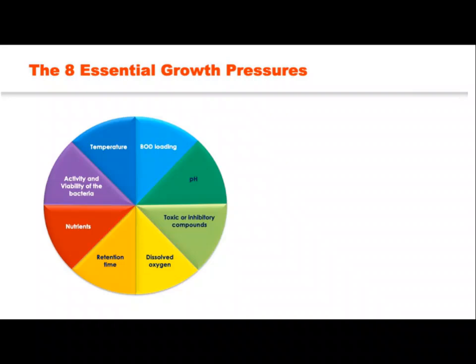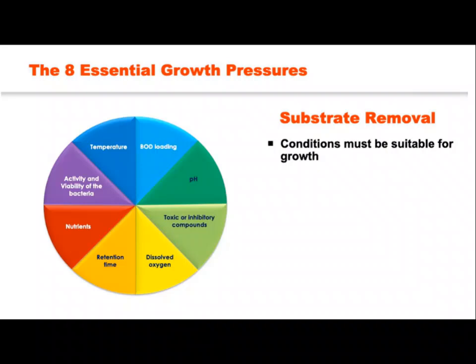The 8 essential growth pressures are pretty straightforward. This wheel that I've got here on the board or on the screen is one that just tries to put them all out there. When we're talking about removal of things, the term I'm going to use now is substrate removal. To remove anything, that would be the thing that's being acted upon. That's the substrate. The conditions have to be suitable for growth, right?